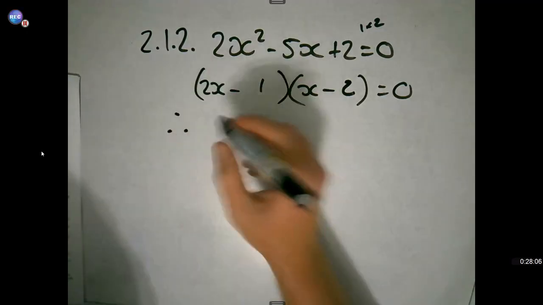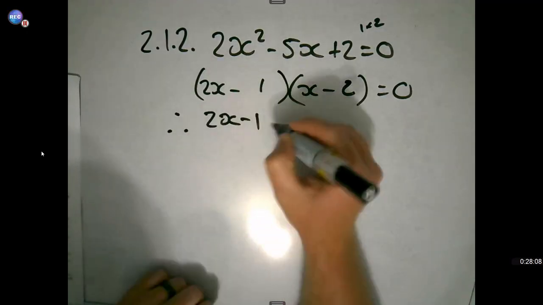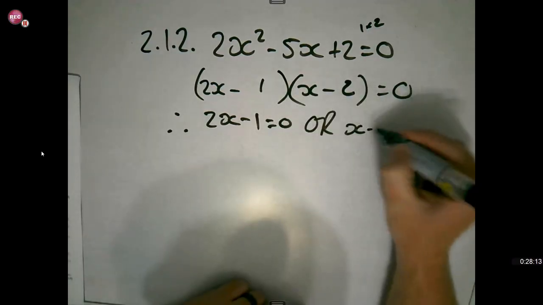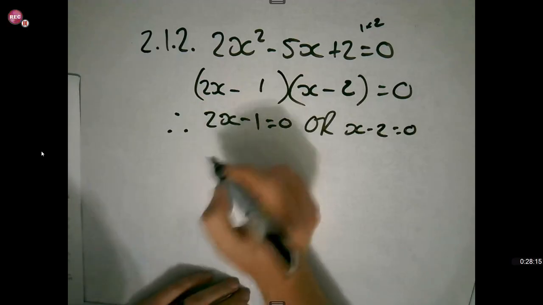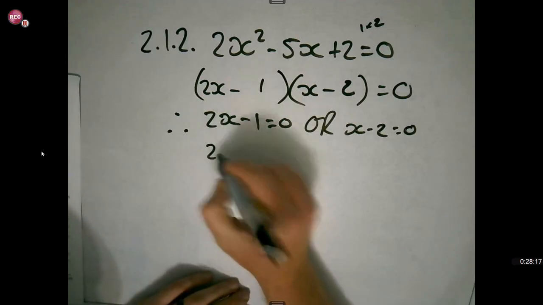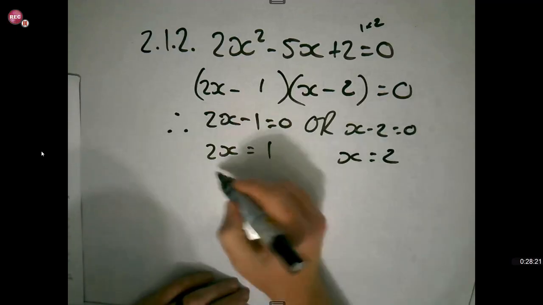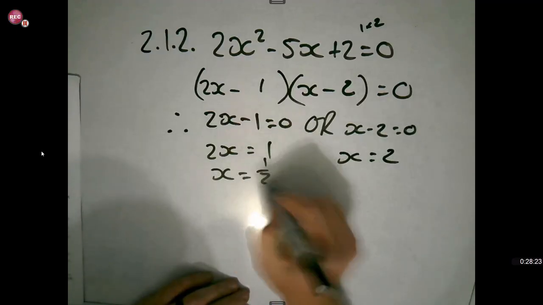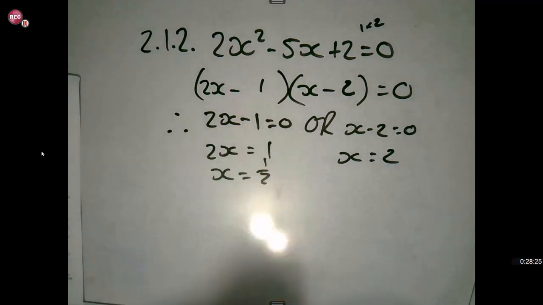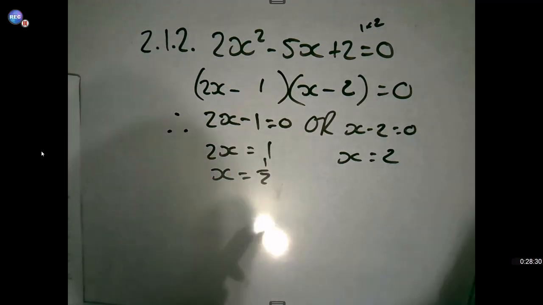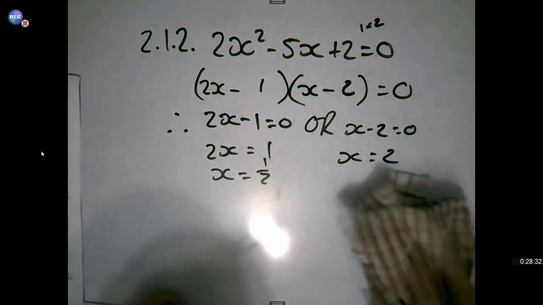So therefore, 2x minus 1 is equal to 0, or x minus 2 is equal to 0. So what we'll then get is that 2x is equal to positive 1, x is equal to 2, so x is then equal to 1 over 2 in this case. And there we've got this question factorized fully in this regard. Okay.